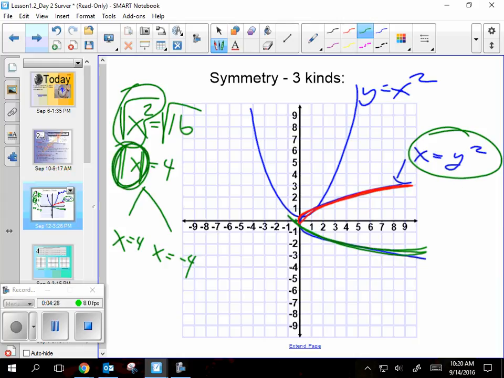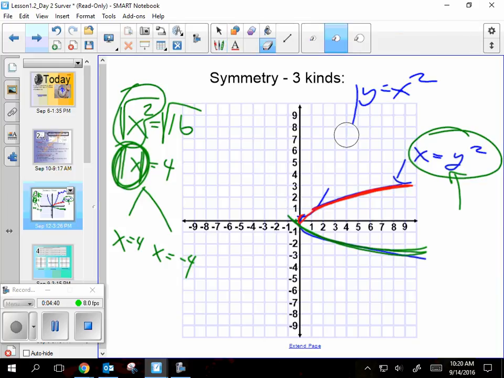Take this right here, and I would like you to solve it for y. X equals y squared. Solve it for y. And you'll see why there's 2 parts to this thing.